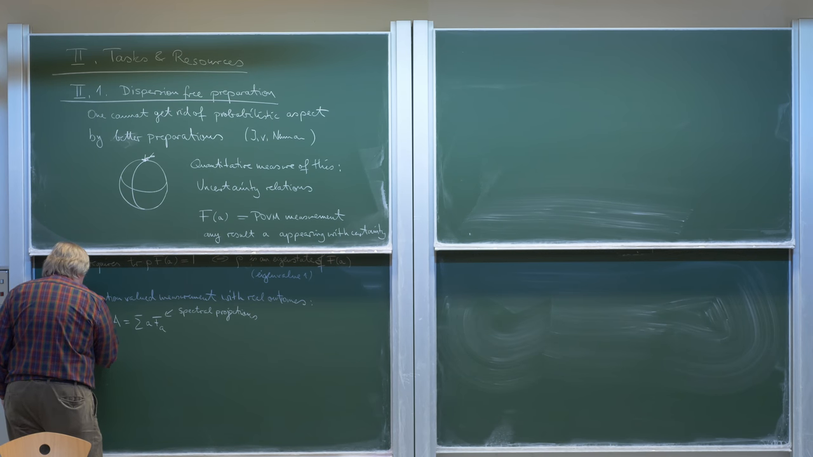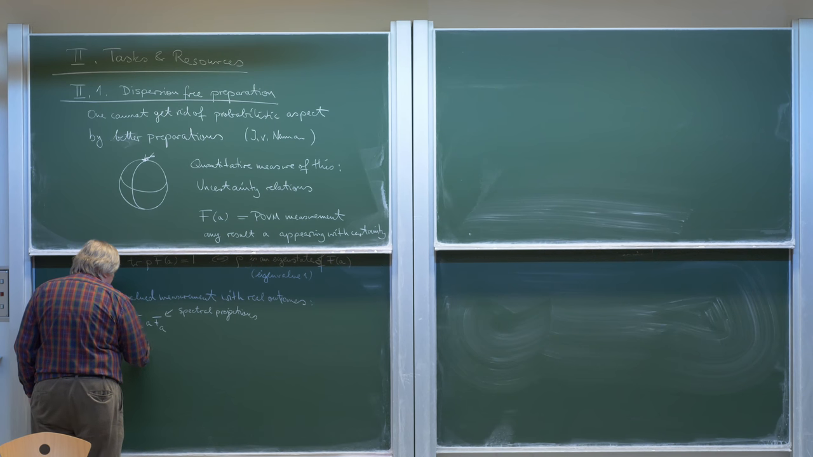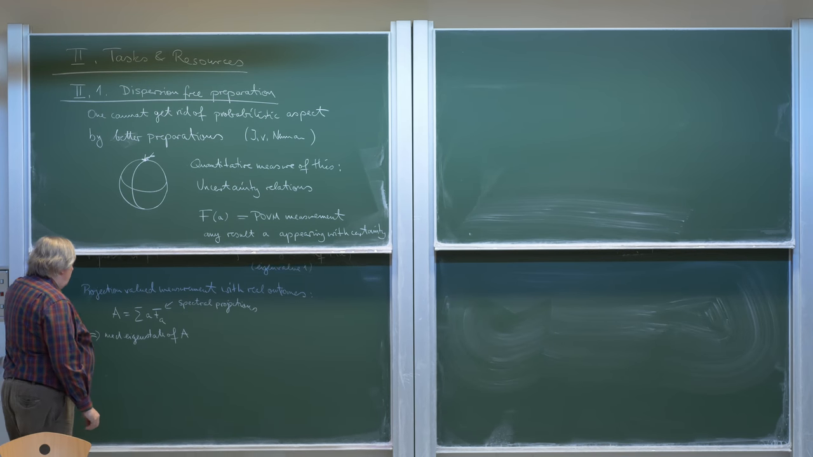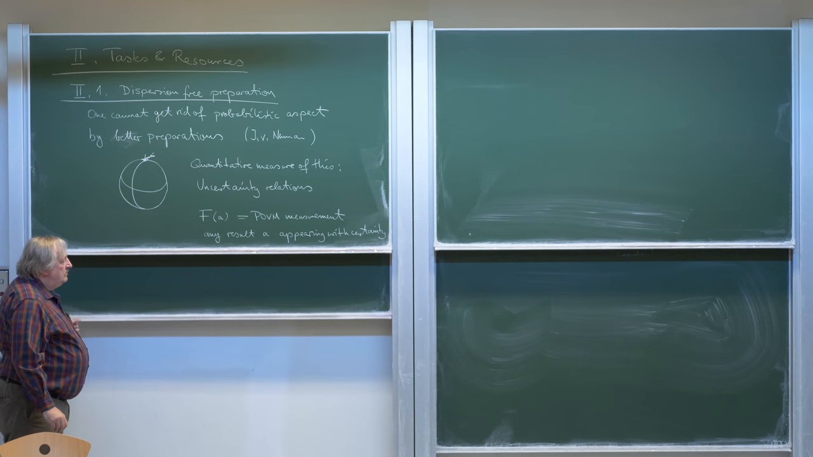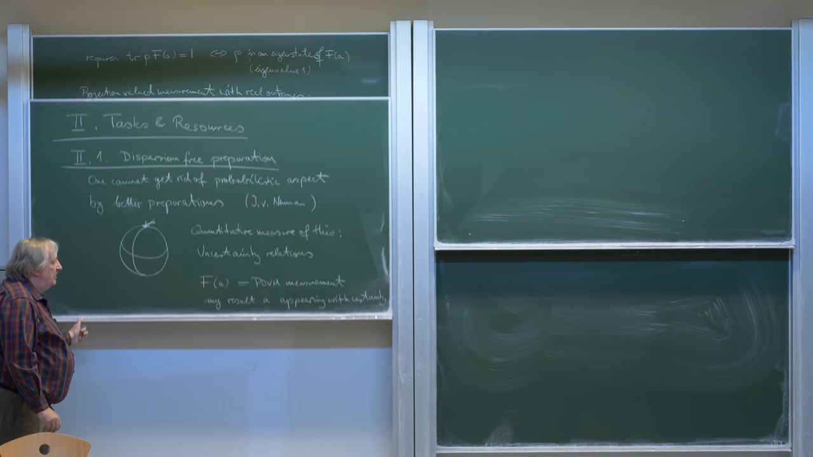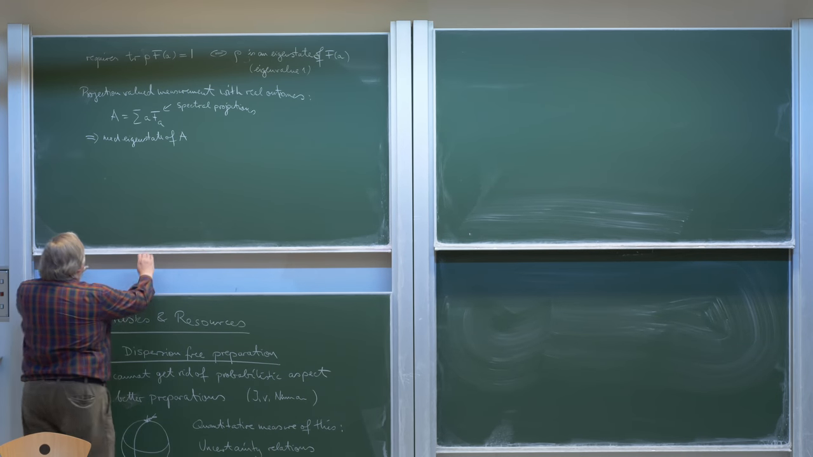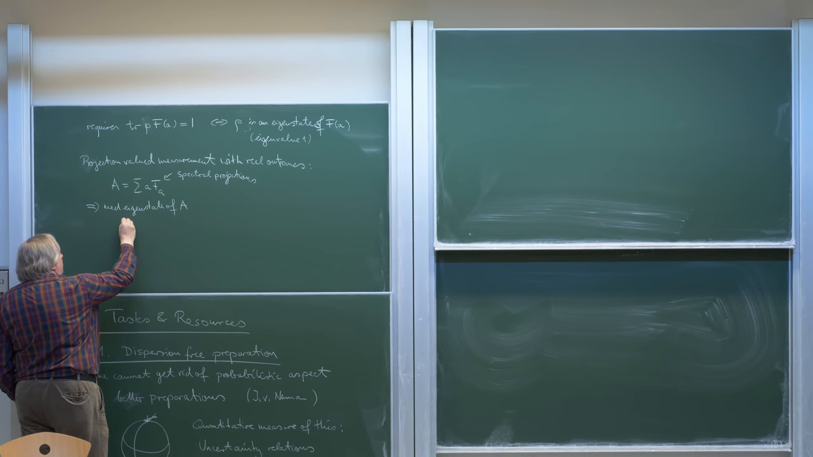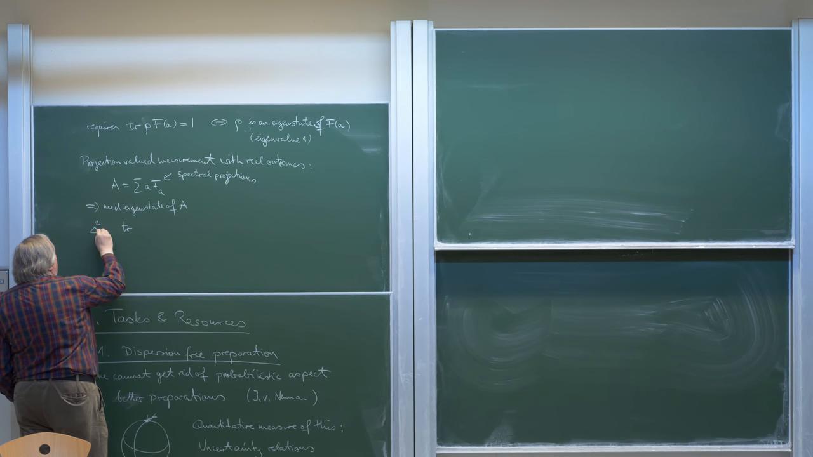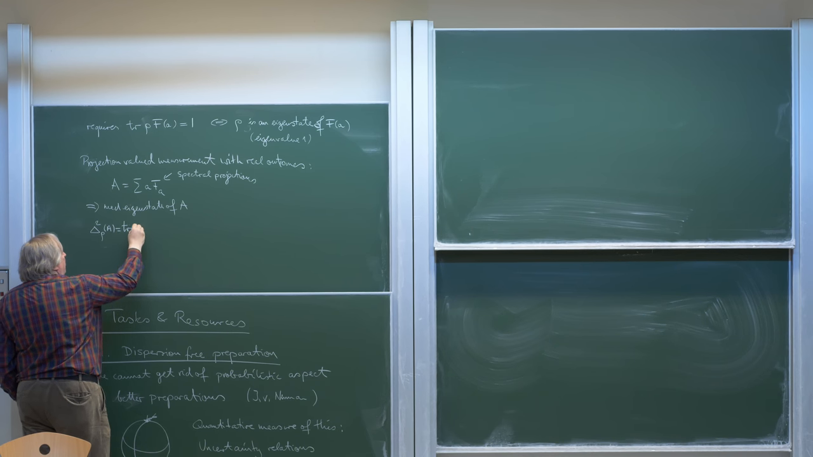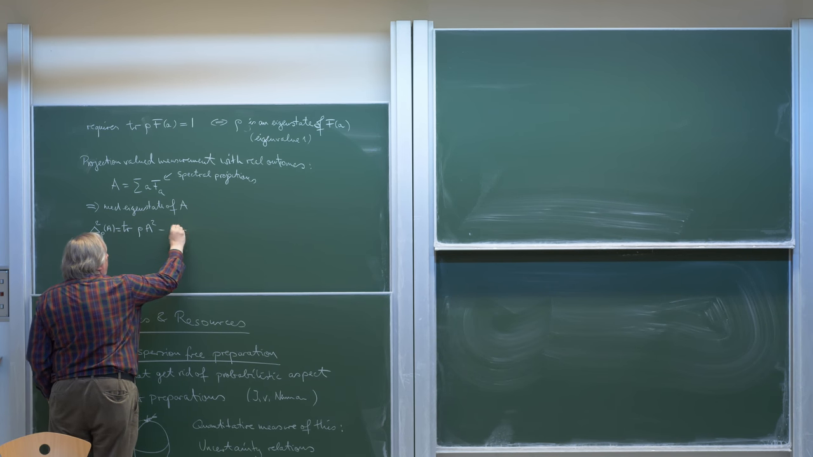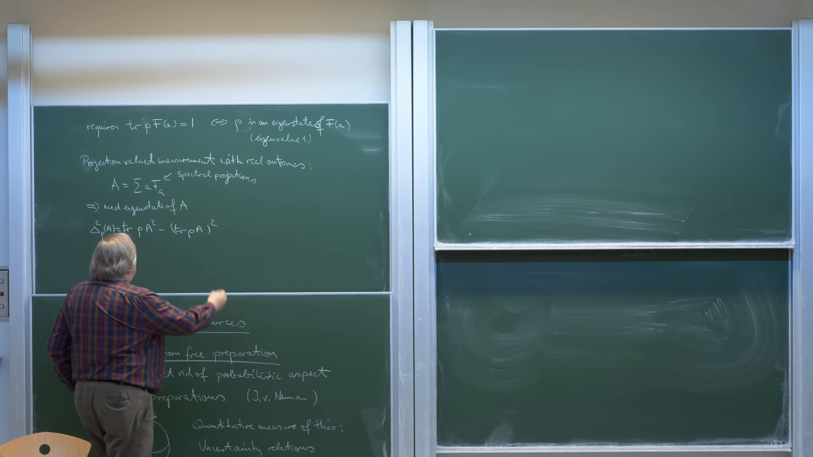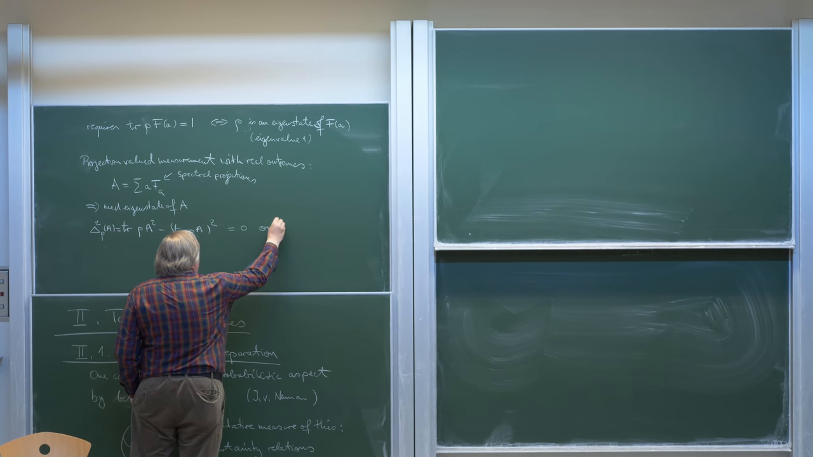I mean an eigenstate of A in the operator sense. And what is typically measured, of course, is the variance, let's say delta square rho of A, which is trace rho A squared minus trace rho A, squared. And this is zero only in this case.